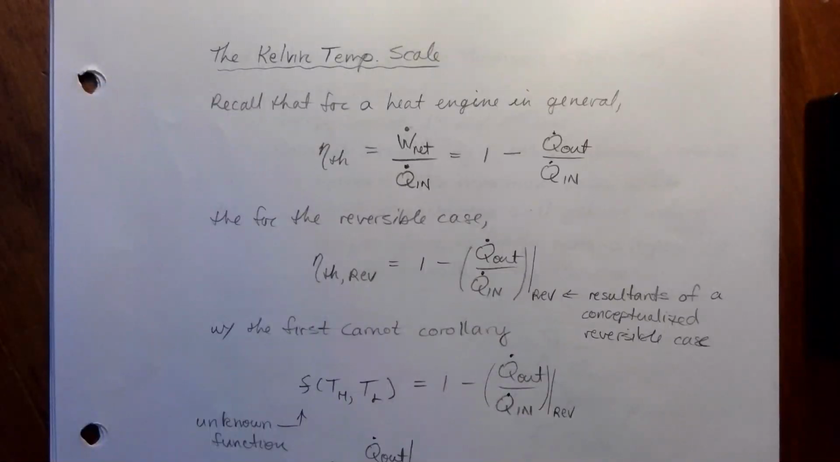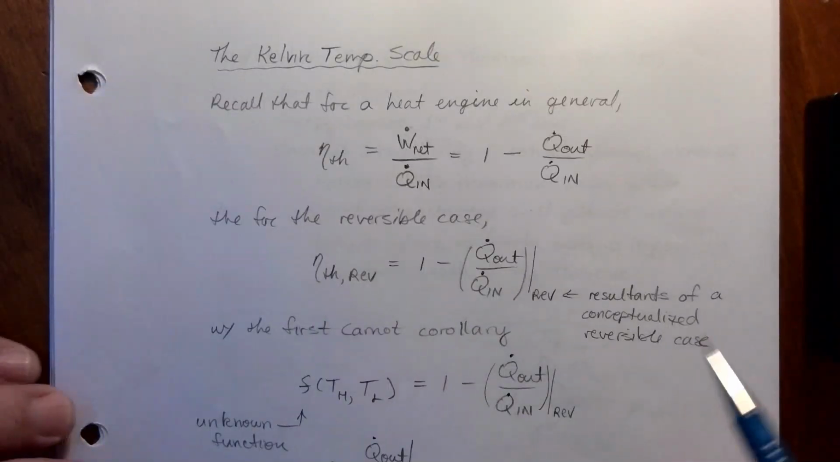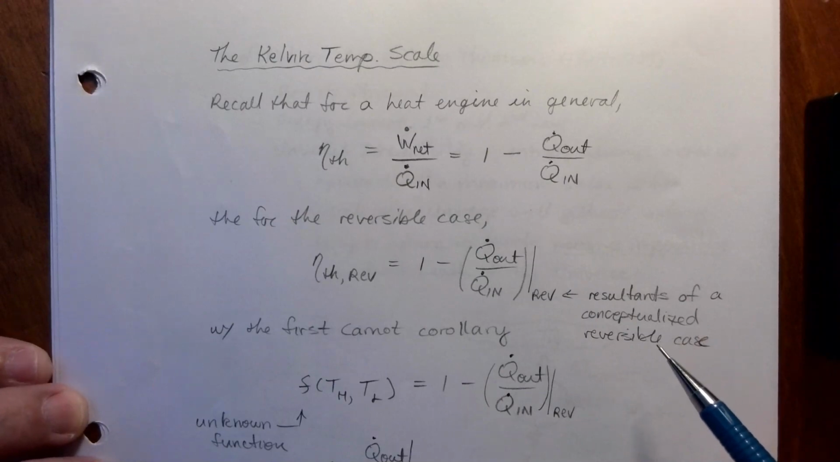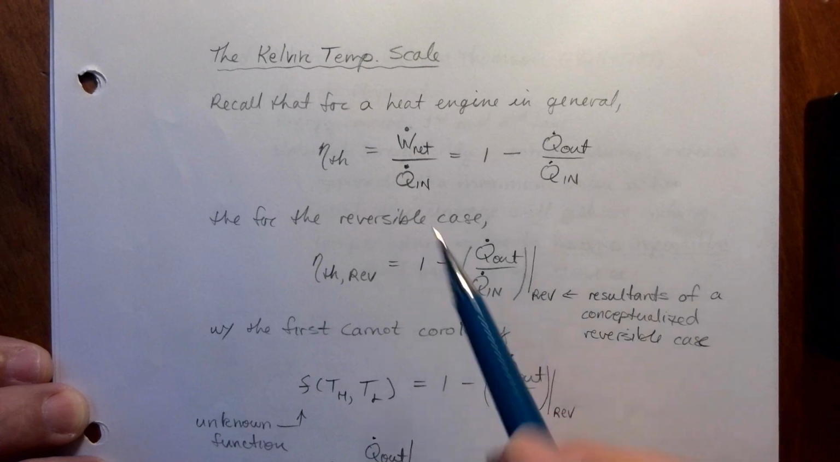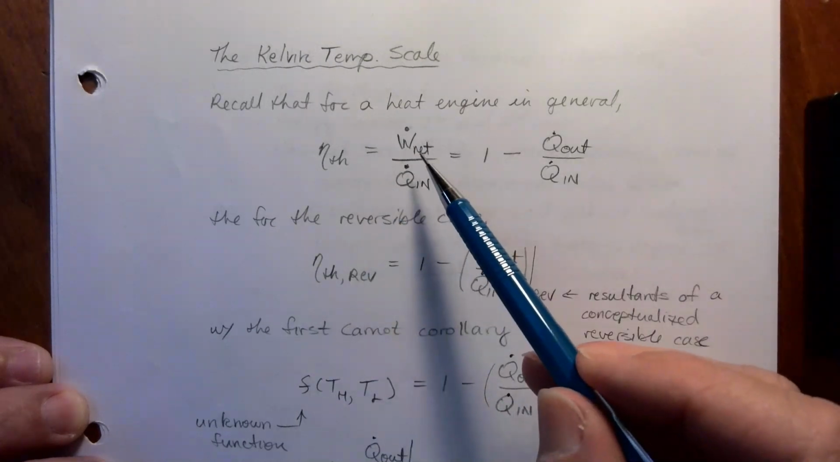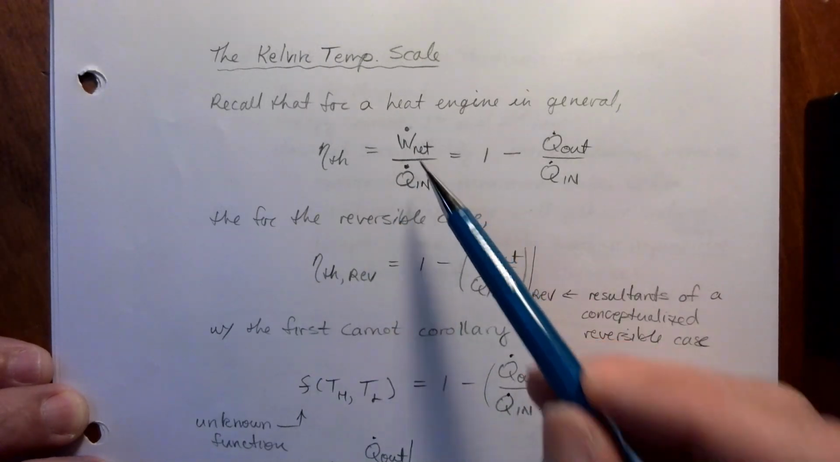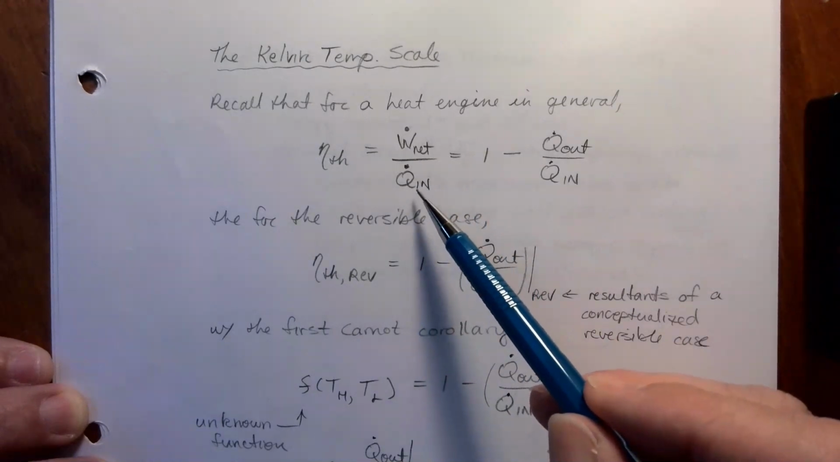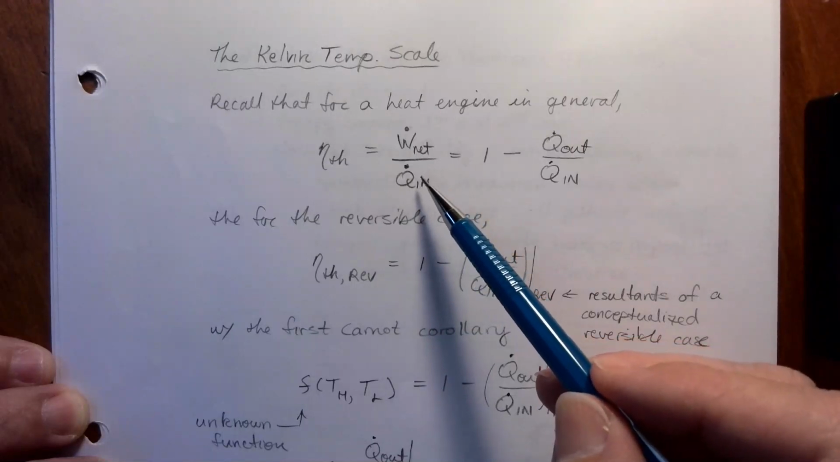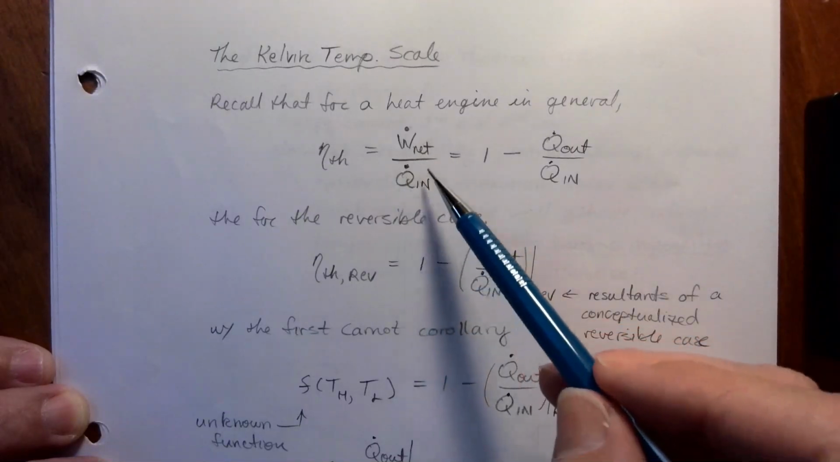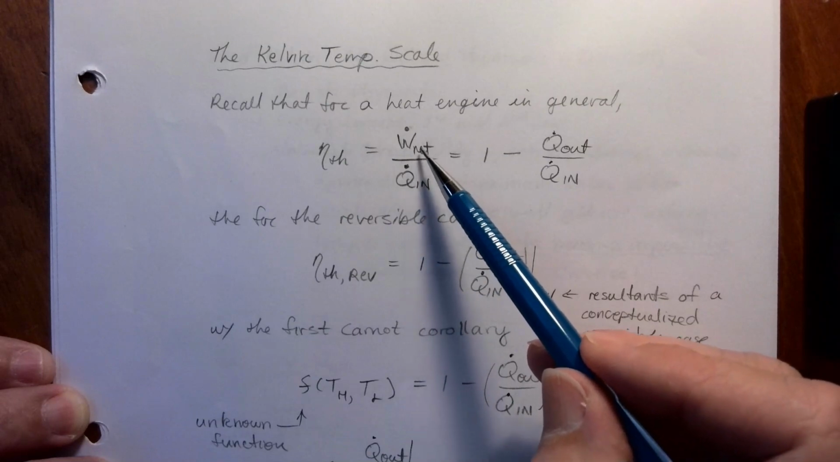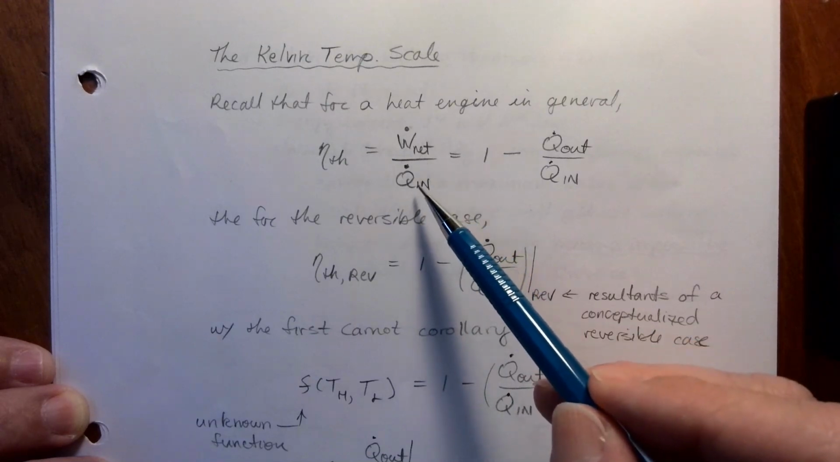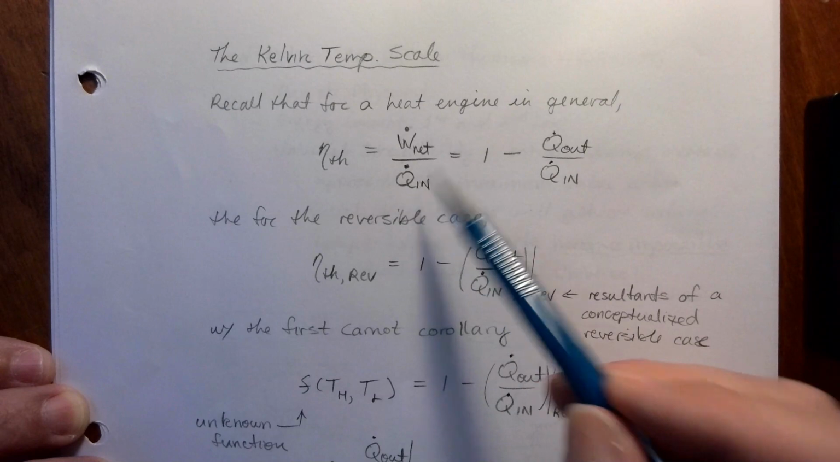We introduced the Kelvin temperature scale at the end of our last lecture. We did this by considering a heat engine. The thermal efficiency of a heat engine is the power output, the goal of the device, divided by the heat transfer coming into the device from the high temperature reservoir. In the notes, this is actually reversed. I apologize. I've now corrected it. It's W dot over Q dot, not the reciprocal of that.